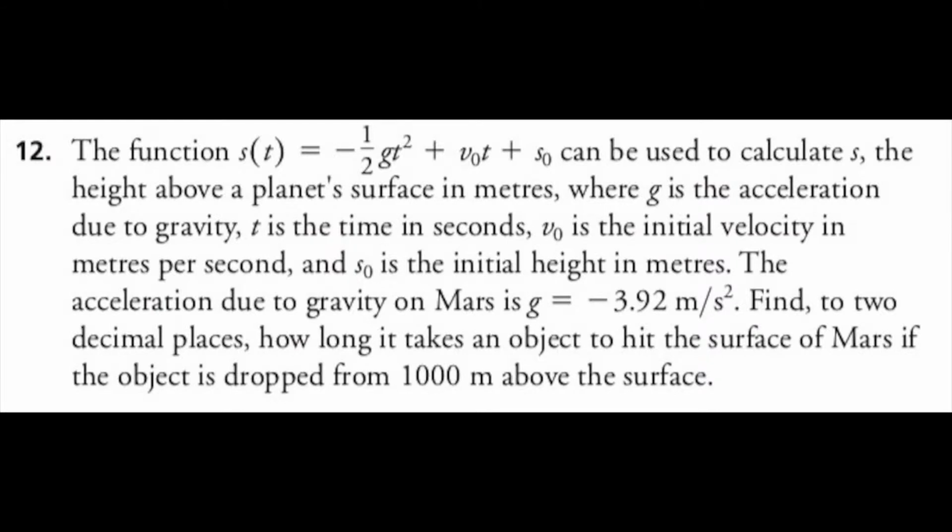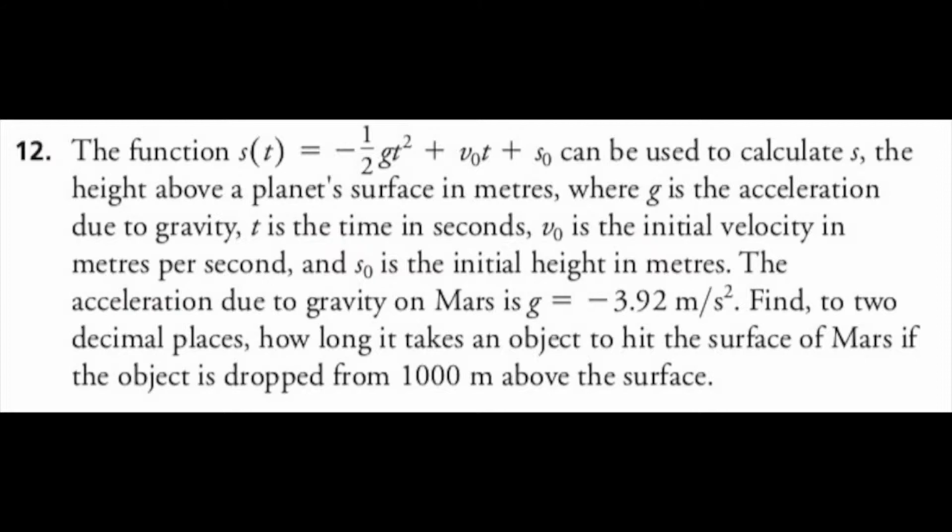Question 12 on page 205 of the Nelson textbook reads, the function s of t equals negative a half g t squared plus v naught t plus s naught can be used to calculate s, the height above a planet's surface in meters, where g is the acceleration due to gravity, t is the time in seconds, v naught is the initial velocity in meters per second, and s naught is the initial height in meters.